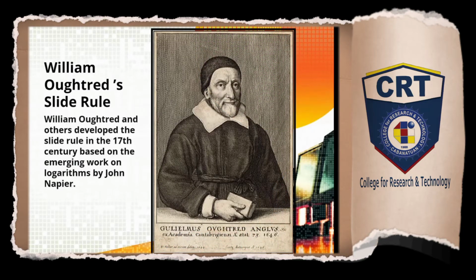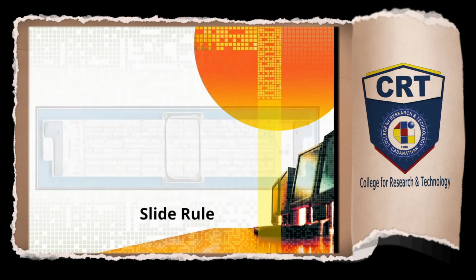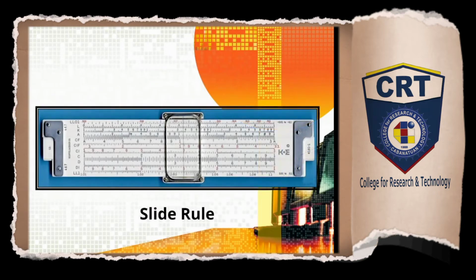William Oughtred, with his companion, created the slide rule in the 17th century, using John Napier's work on logarithms as their basis. So this is an example image of a slide rule.